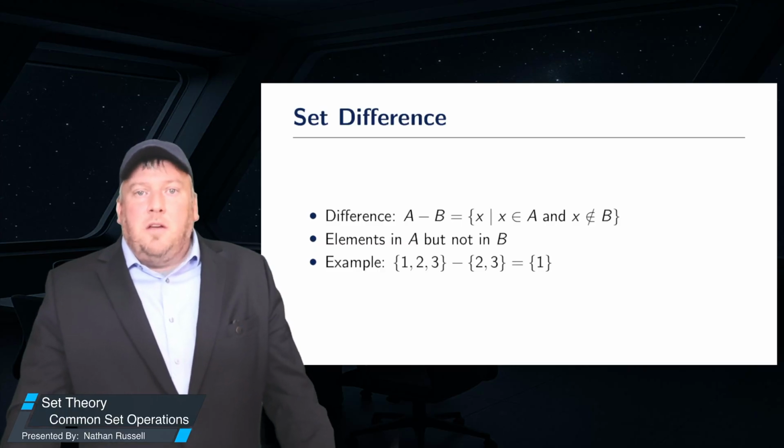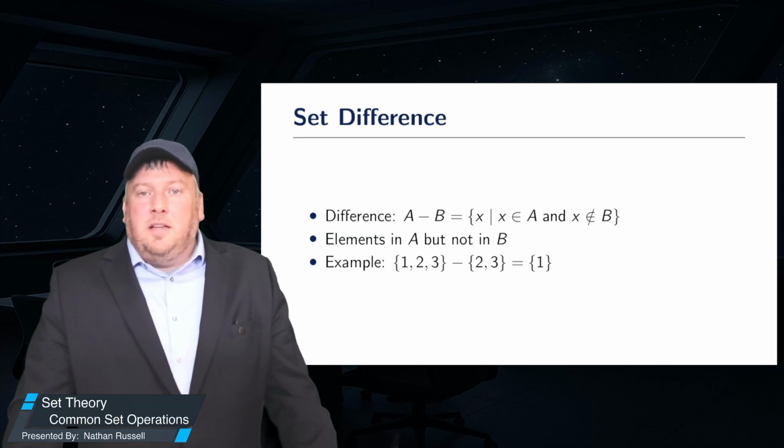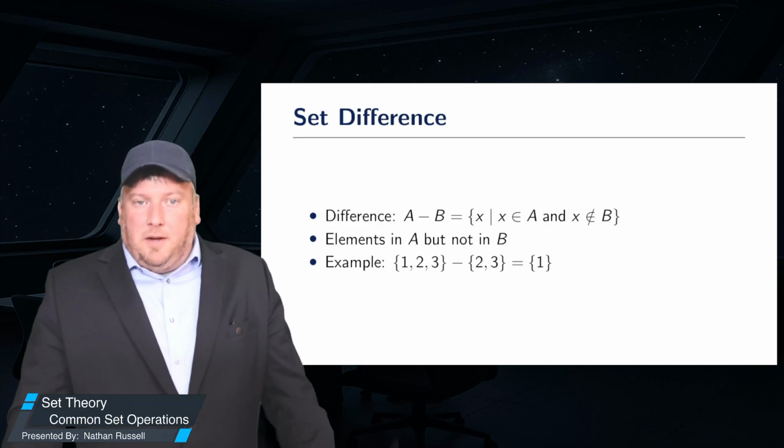The difference between two sets is what is left in the first set after removing anything found in the second set. For example, if the set A is 1, 2, 3, and B is the set of numbers 2 and 3, then A minus B is simply just 1. Notice that all the elements of B were removed from A.